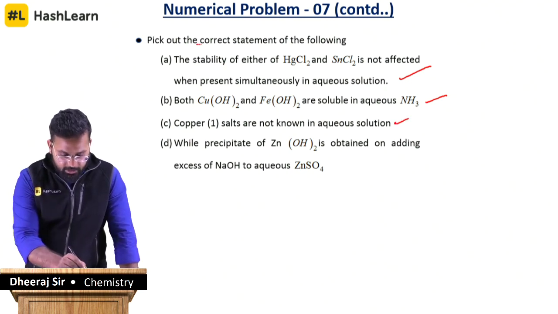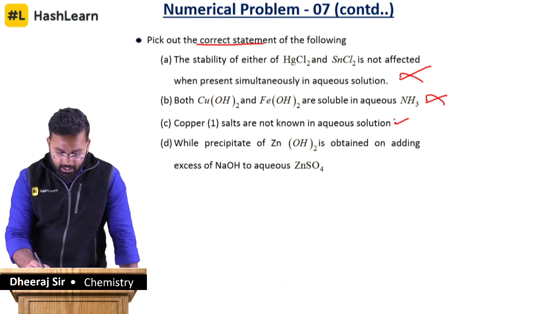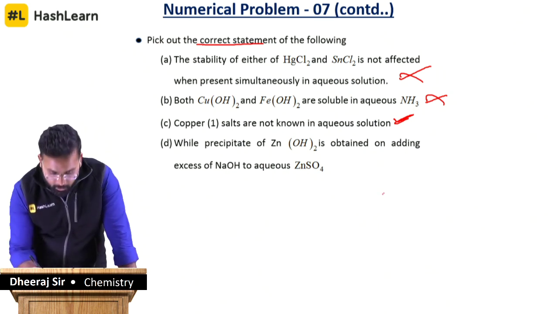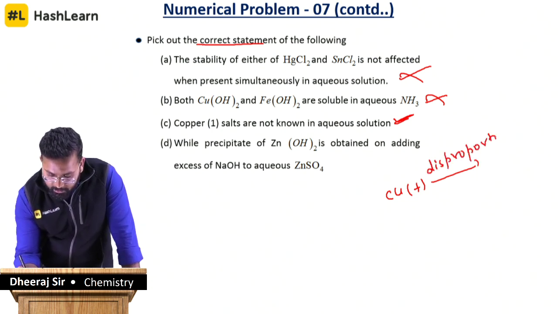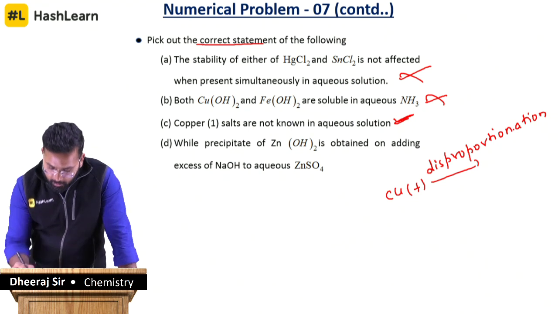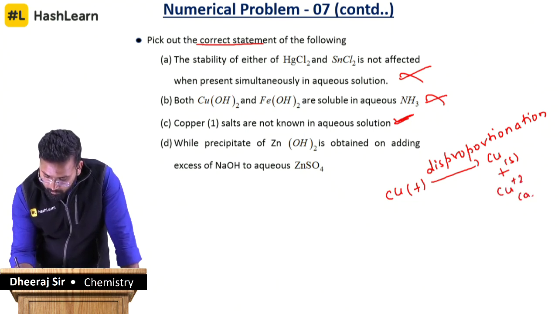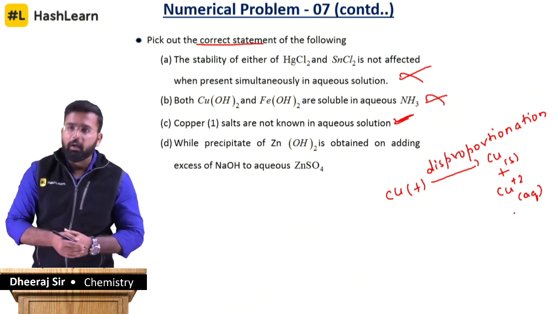As in, when he's asking us to pick the right statement, it means the other options are incorrect. So this statement is right. Copper 1 salts are not known in aqueous solutions. Yes, they are not known in aqueous solutions because if you take copper 1, it will disproportionate. You should know what is disproportionation. Disproportionation is the same ion undergoing oxidation as well as reduction. So it will disproportionate to give you Cu, which is a solid, that is reduction, or it will undergo oxidation to give Cu2+, which will dissolve in water. So Cu+ will always disproportionate to Cu and Cu2+.